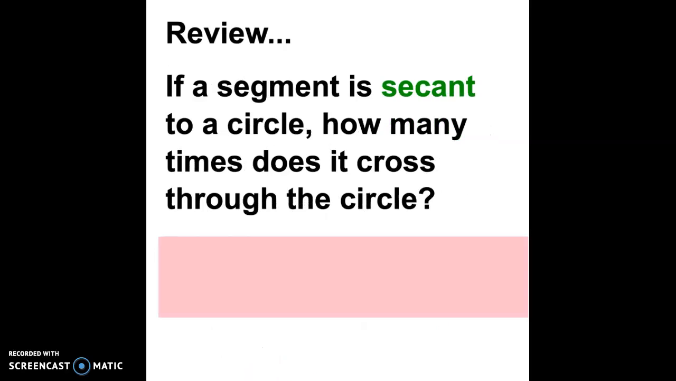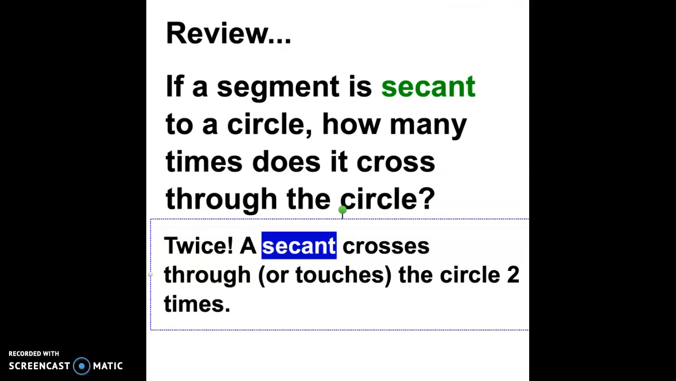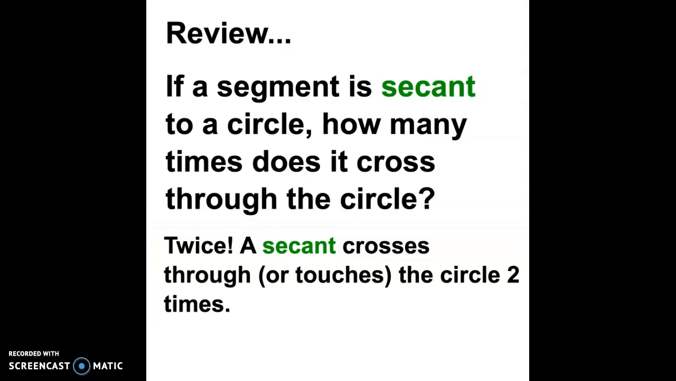All right, review question number 2. If a segment is secant to a circle, how many times does that segment cross through the circle? So you're going to answer that question right now. And hopefully you said twice. A secant crosses through or touches a circle 2 times. So a tangent touches once and a secant touches twice. Those vocabulary words are important to understand in order to solve this problem, right?